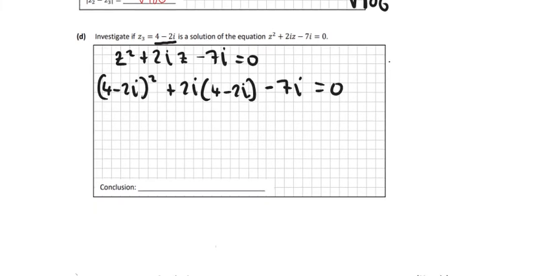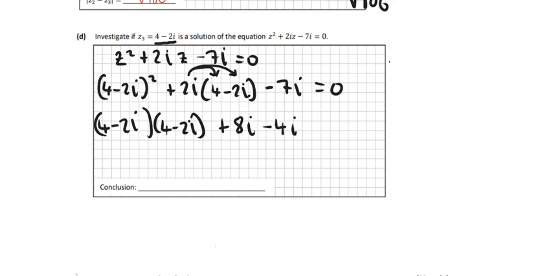So all we have to do is multiply everything out here and then see if it equals 0 at the end. I've got double brackets here, so 4 minus 2i squared, I can write as 4 minus 2i, 4 minus 2i. I'm going to have to multiply them out in a second. I can already multiply these out here: 2i times 4 would be 8i, so plus 8i. And then 2i times minus 2i is minus 4i squared, minus 7i equals 0.